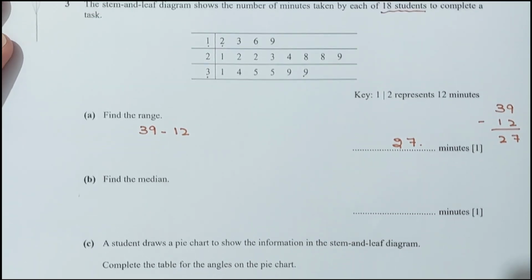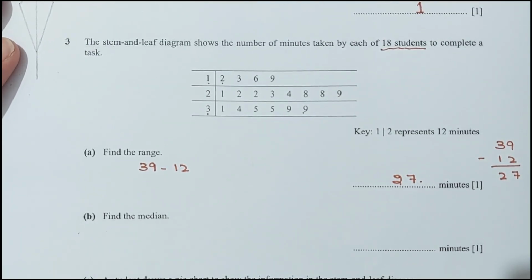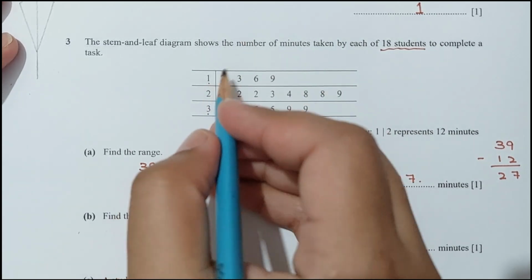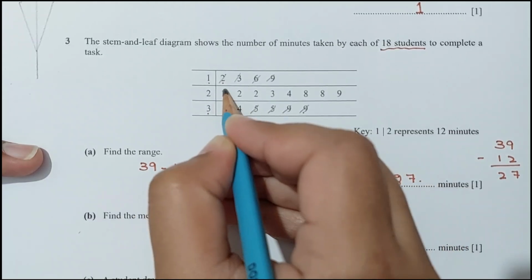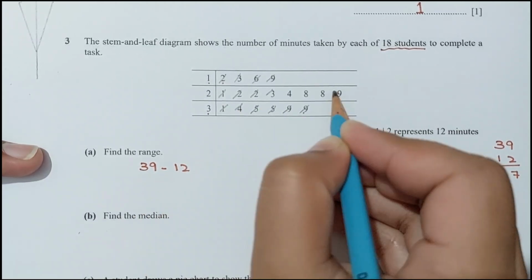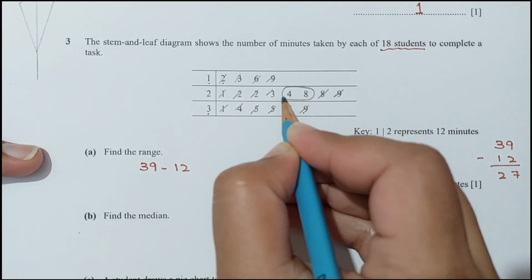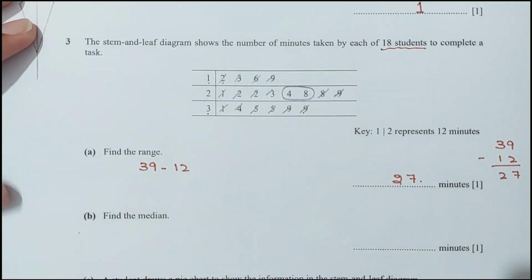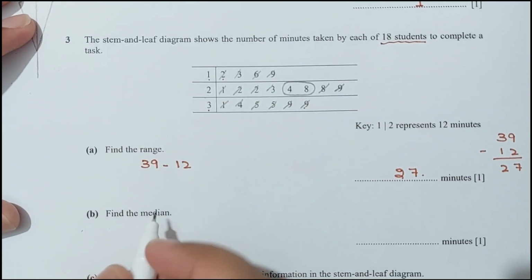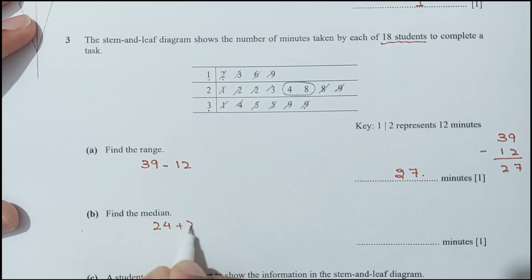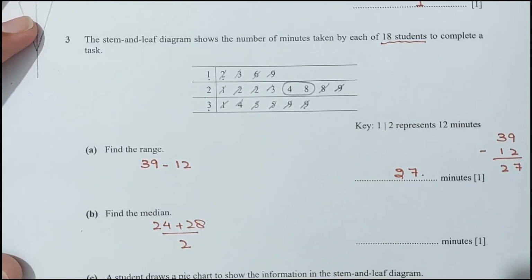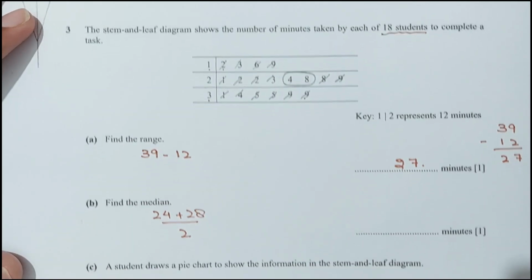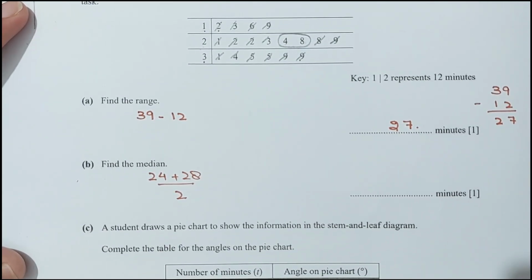Median is the middle value of the data. Since there are 18 students, an even number, there must be two middle values. Let's count them out: 1, 2, 3, 4, and so on. These are the two middle values, which are 24 and 28. So take the average: 24 plus 28 divided by 2. When there are two middle values, you have to add them and divide by 2.